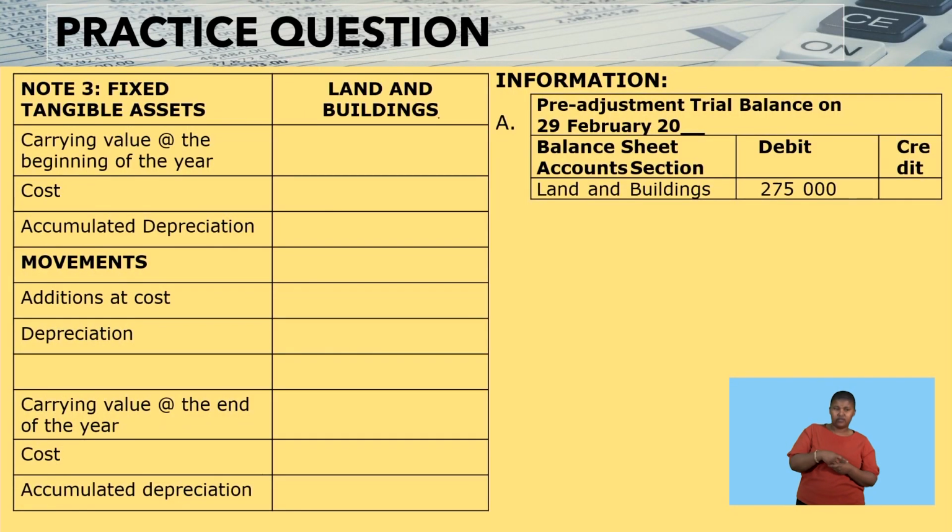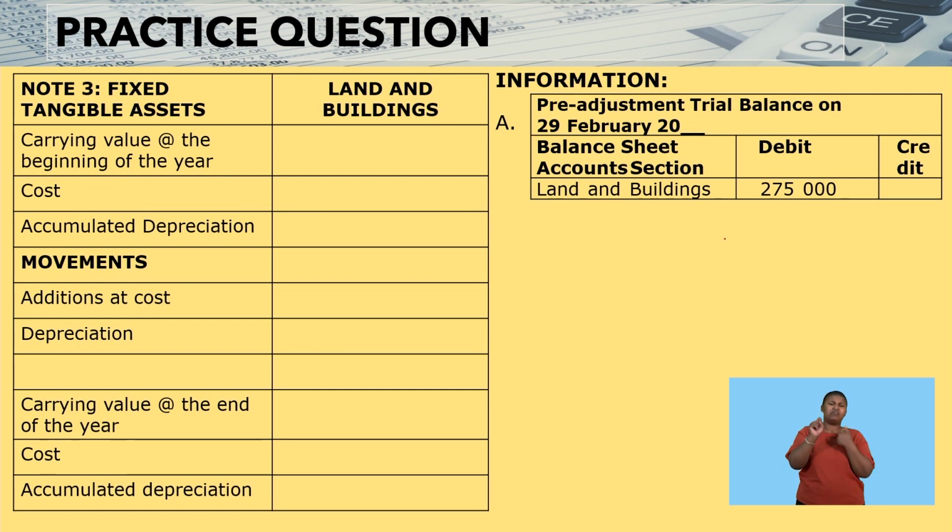In today's class, we're doing the statement of financial position, but we're focusing on our non-current assets. So I'm going to be talking about fixed deposits as well as our fixed tangible assets. We're going to start off with our fixed tangible assets, and what you see on your screen is note 3. And we are going to start off with our land and buildings.